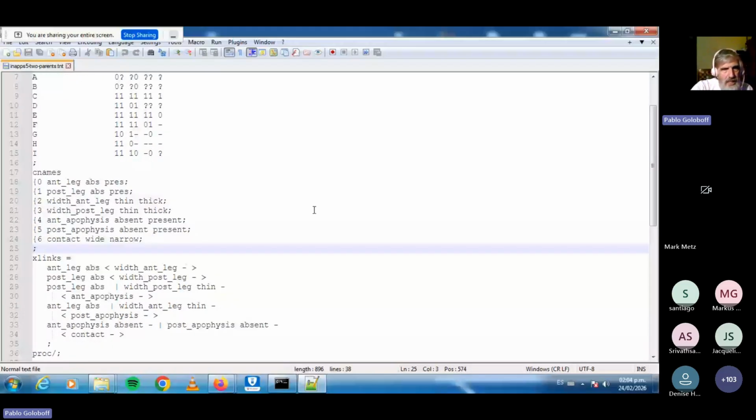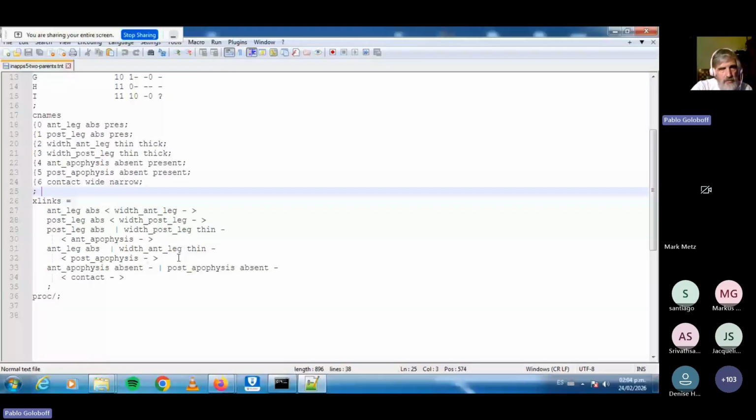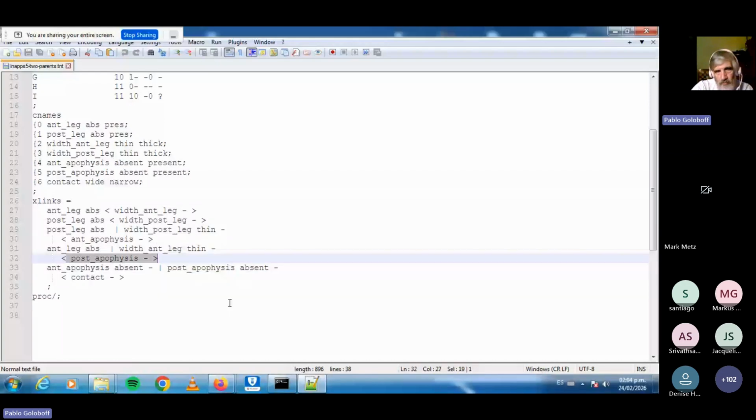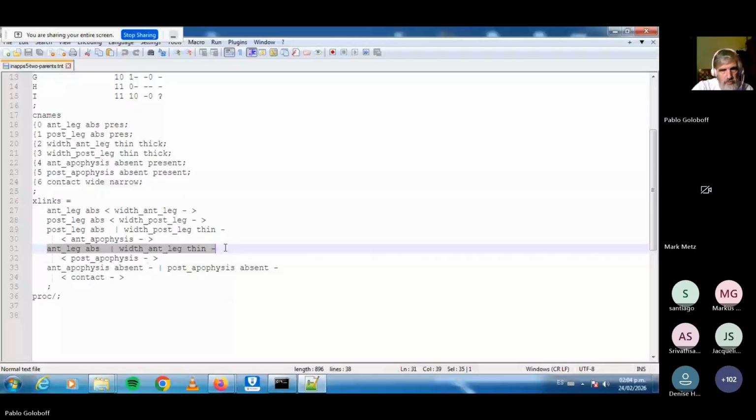So you define the links. Should I make this bigger? Or it's okay? It's okay. Looks fine. Okay. And then you say, when the anterior legs are absent or they are thin or inapplicable, then the posterior apophysis is inapplicable. So either of those, this is 2 parents, right?